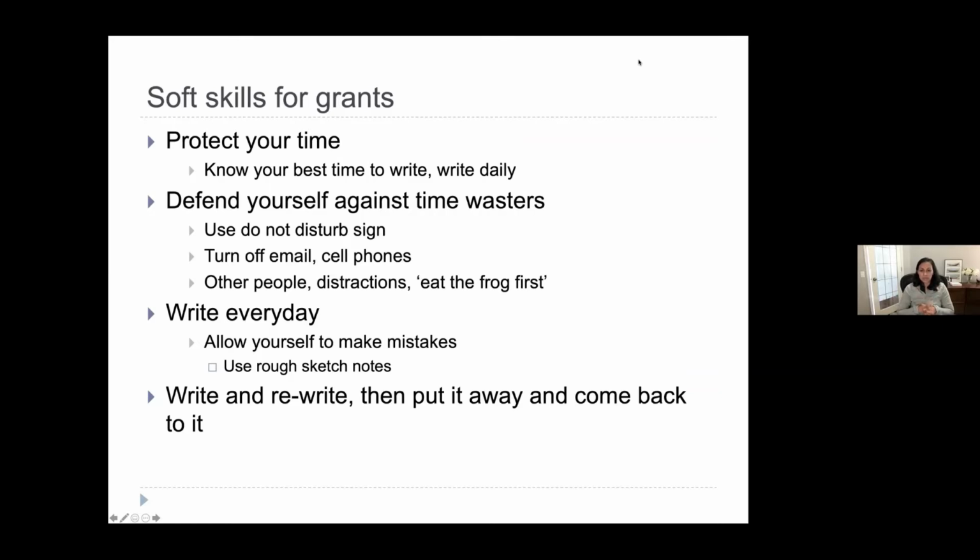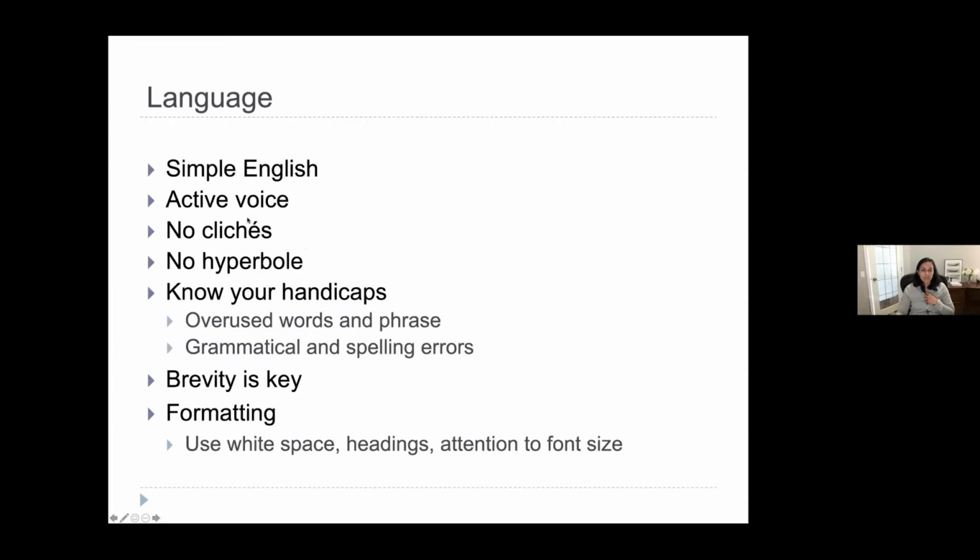Write, rewrite, put it away, and then try to read your writing during your most creative time, because then ideas will come, like, oh, why did I say that? Oh, I could say that better. So make sure you allow time to do that. And we've talked about many of these along the way, but simple English, active voice. I will, we must, we. Not I, sorry, we will, we must. Never use the word I.